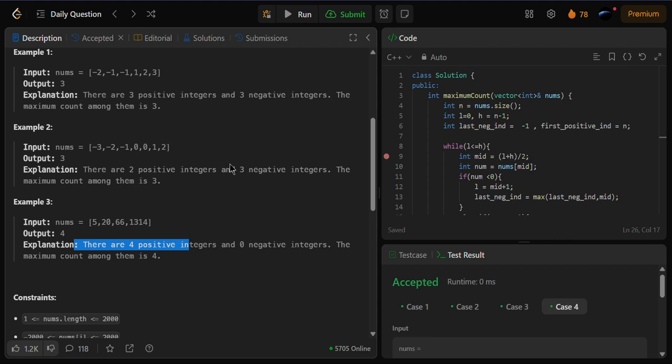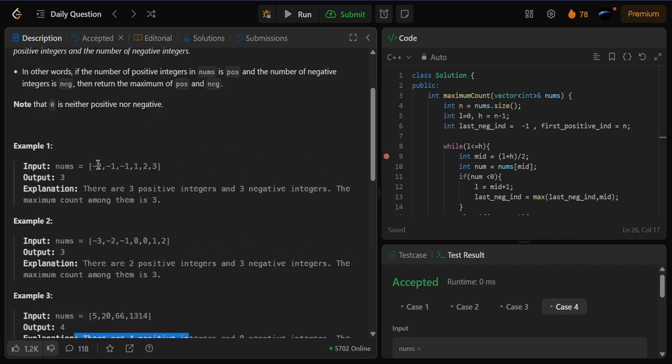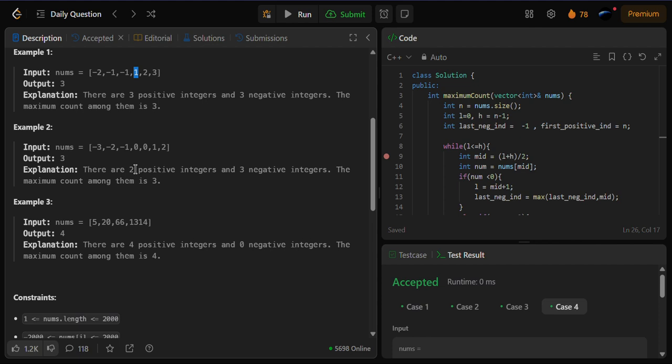So one approach of this could be just searching from the zeroth index to the last index, finding the last occurrence of the negative integer and the first occurrence of the positive integer, and giving us the answer. This will give us a complexity of O of n.